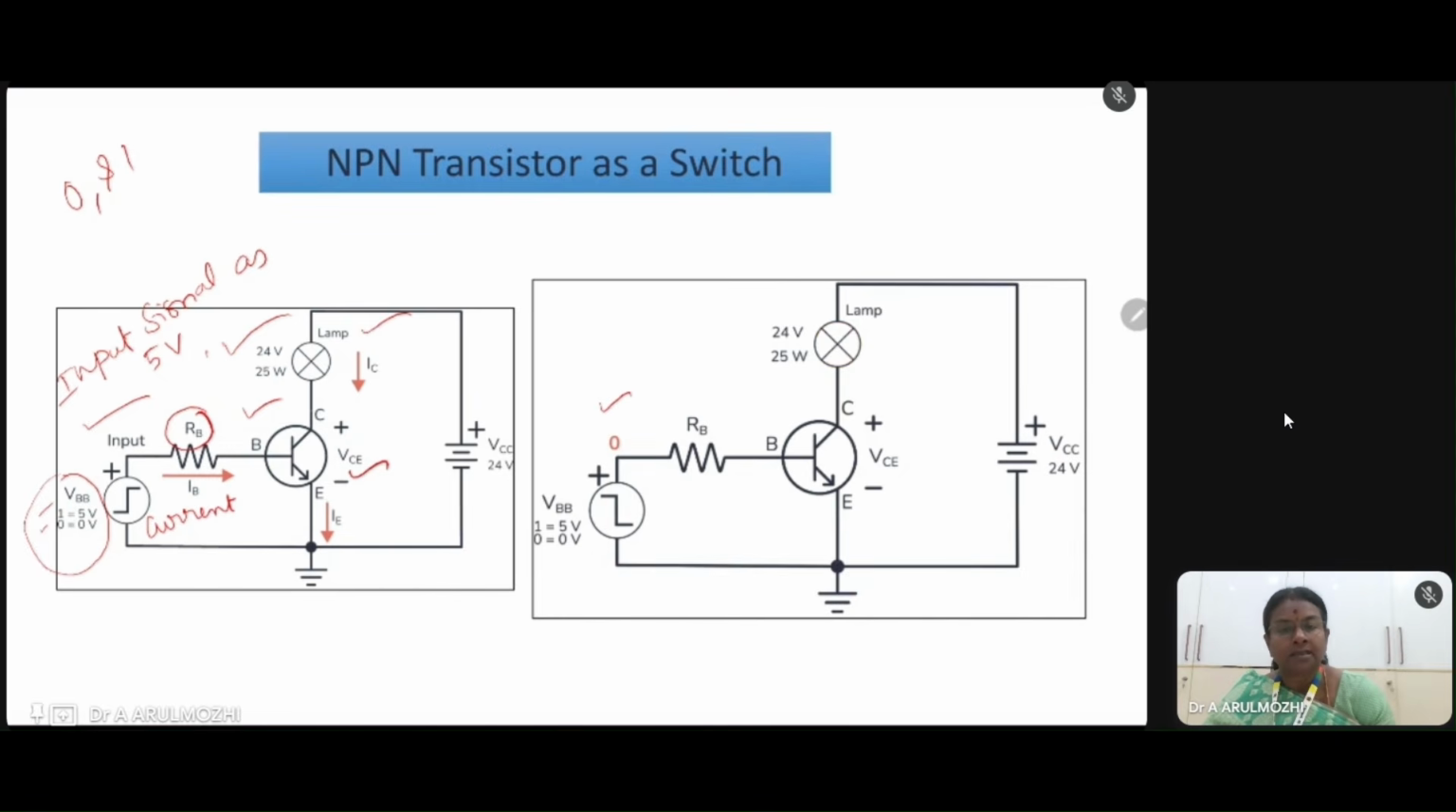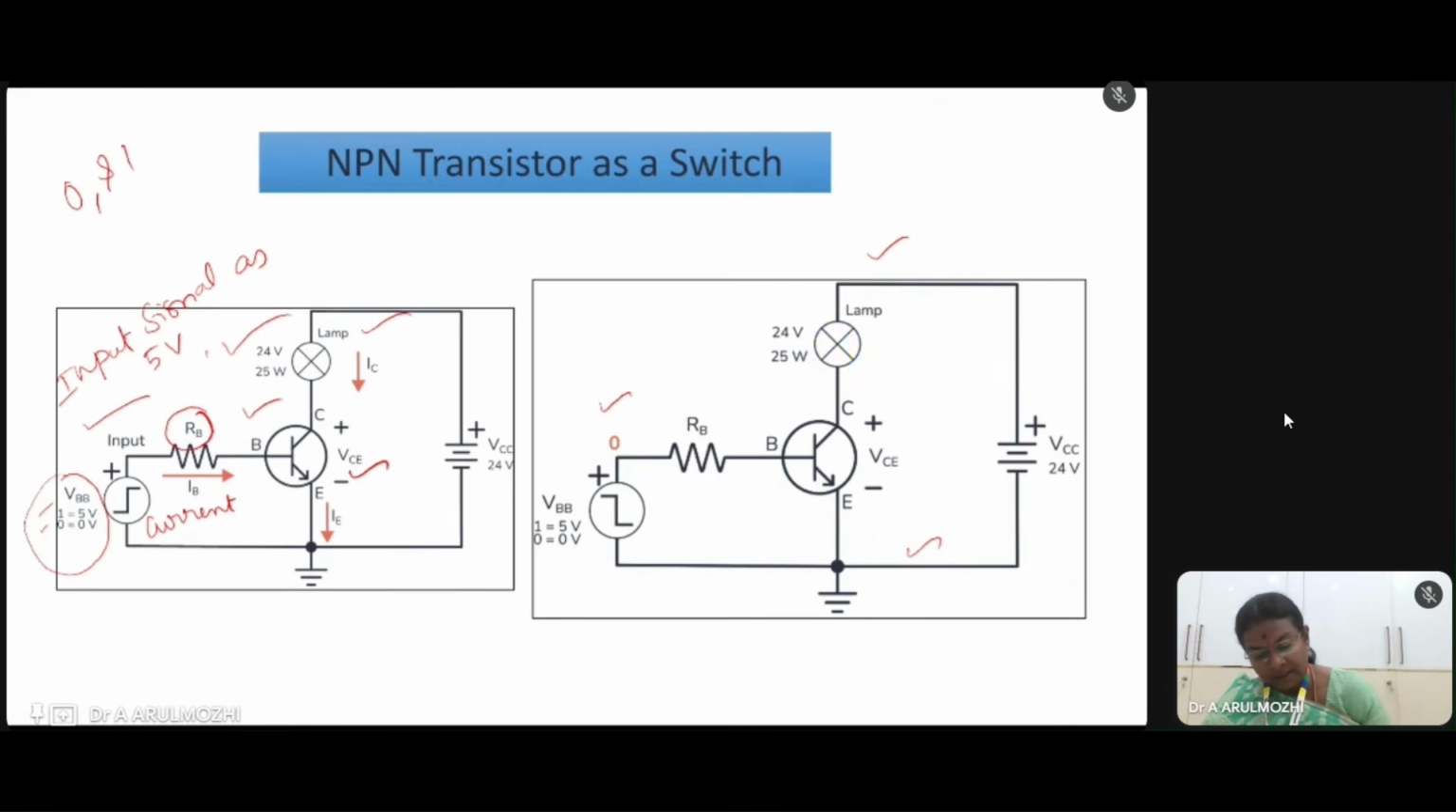The digital signal is denoted here by just varying between 0 and 1. Whereas this 1 is given as the input, which means 5 volt, and the current which flows through this RB means the current is given to the base of the transistor, and we get the output in between the collector and the emitter. We have already discussed how a transistor works. So in this way, a transistor can be made to behave as a switching device.